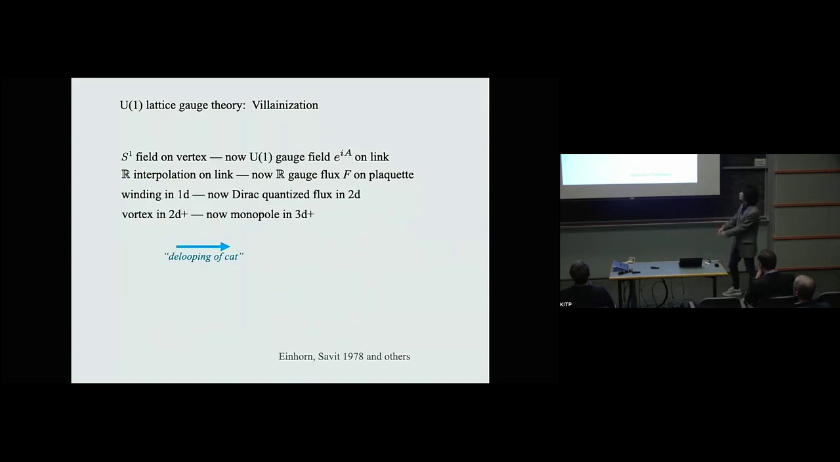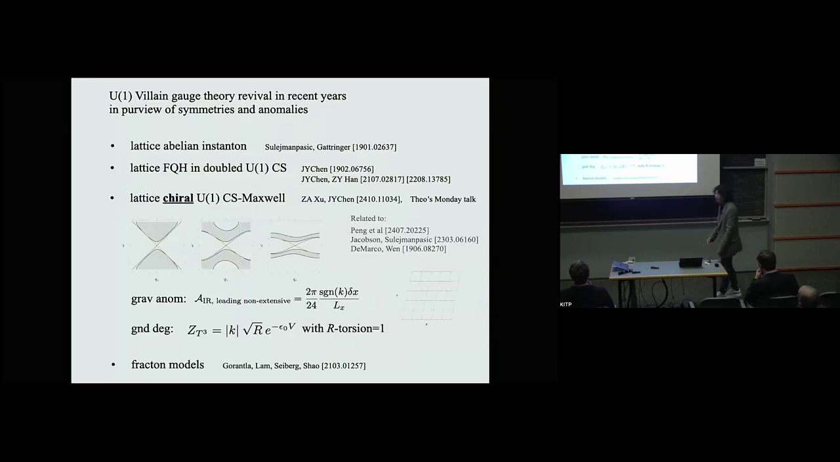And then the winding number in 1D just now becomes a Dirac quantized flux in 2D, and the vorticity in 2D or higher now becomes a monopole in 3D or higher. And this procedure, very intuitively, of putting every degree of freedom in one-dimensional higher lattice cell actually corresponds to delooping in category theory. And all this Villainized gauge theory was developed also soon after the original V-line model. And I just want to advertise that the U1 V-line gauge theory has seen a revival in recent years in the purview of symmetries and anomalies.